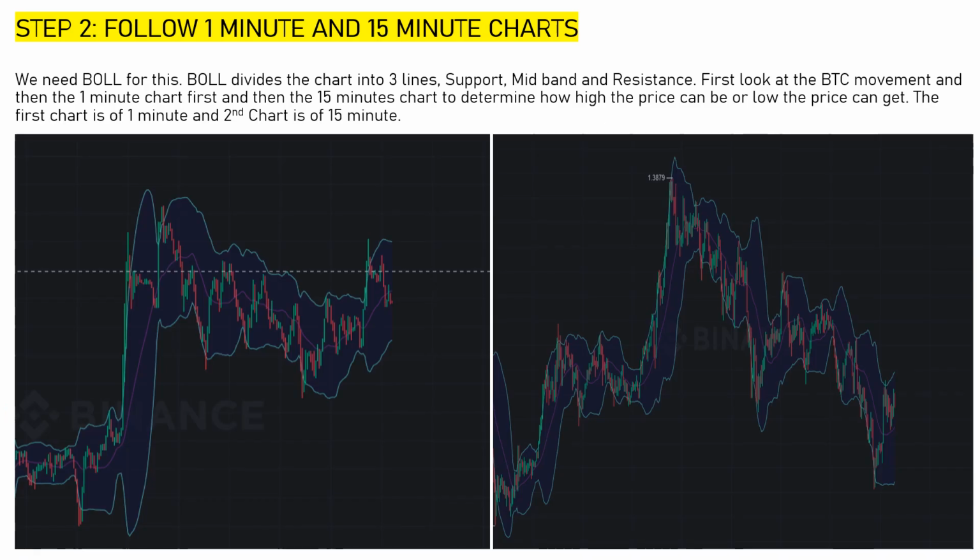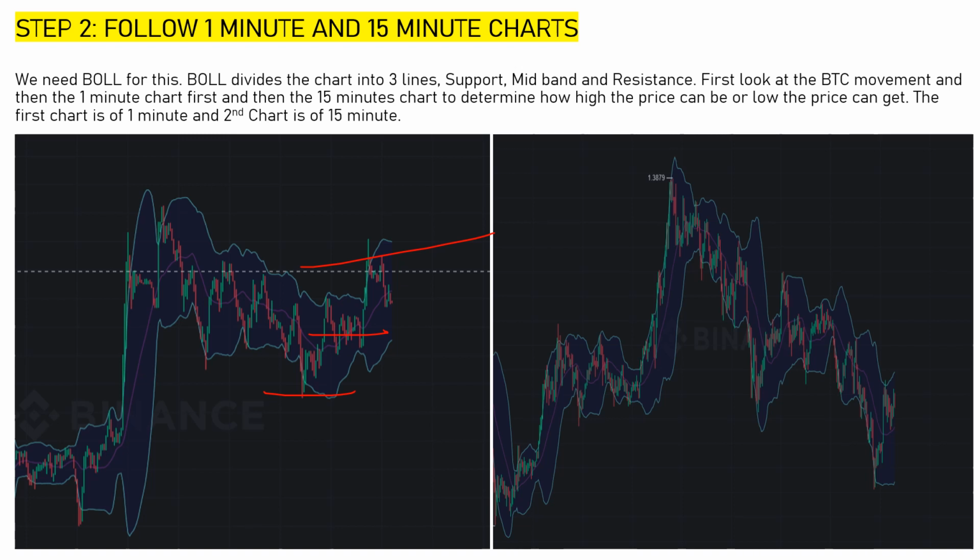Then another step we have is to follow the 1 minute and 15-minute charts. This is the most important thing, and for this we need the Bollinger line. Okay, we need Bollinger for this. Bollinger divides the chart into three lines: the lower one is support, then the mid band, and then resistance. Okay, first you look at the BTC movement and then come to the 1 minute chart.